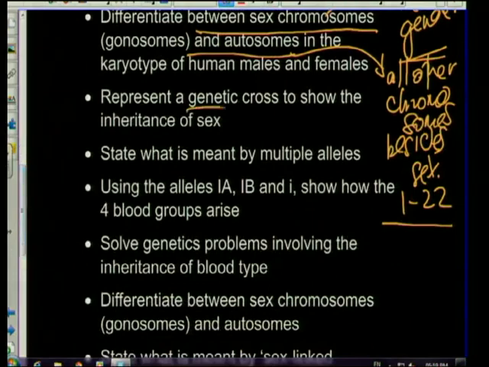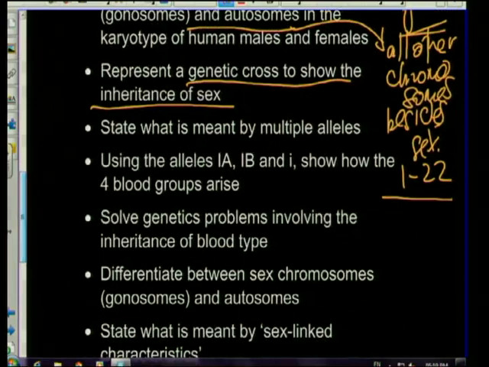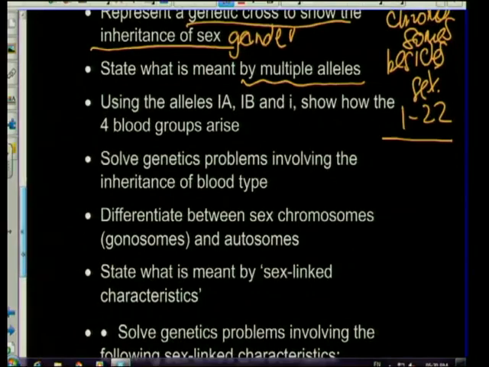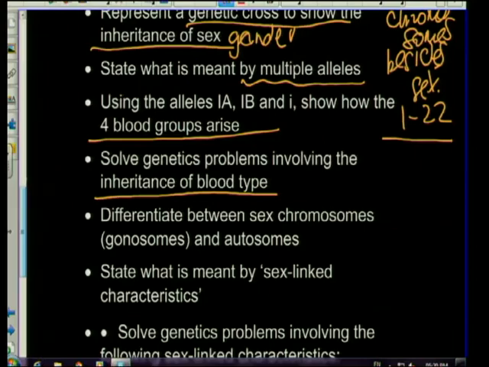Represent a genetic cross to show the inheritance of sex or inheritance of gender. What is meant by multiple alleles and how this is dealt with in blood groups. And we must be able to solve problems where the blood type is involved.